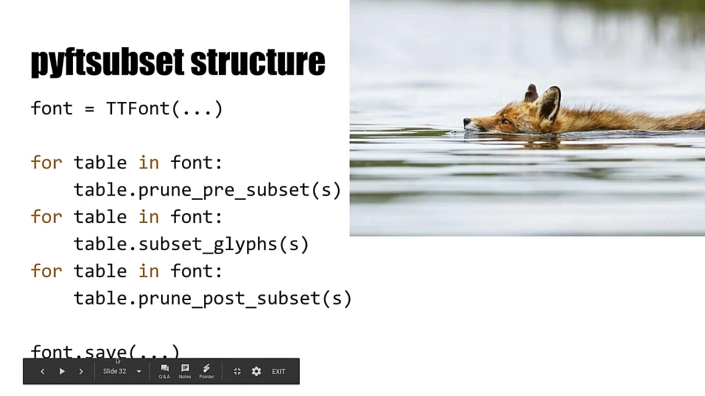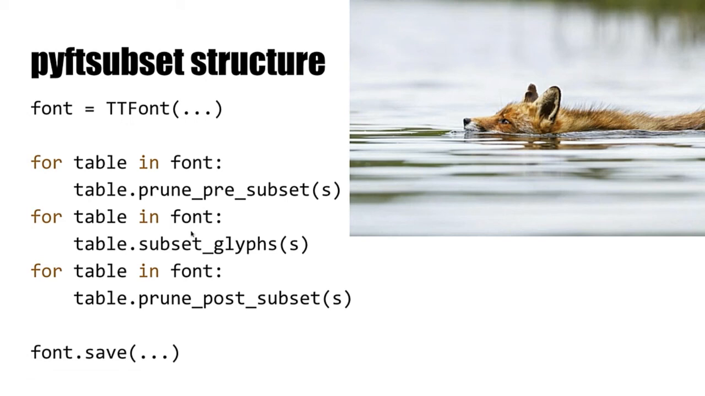Then we subset all the tables. This is only the glyph subsetting we are talking about here. And then after that, we do another round of pruning, post-subset. Some of the pruning options have a per glyph cost, so in that case, you want to do it after subsetting when you have fewer glyphs. So this is the general structure of the Python subsetter, and then you save the file.